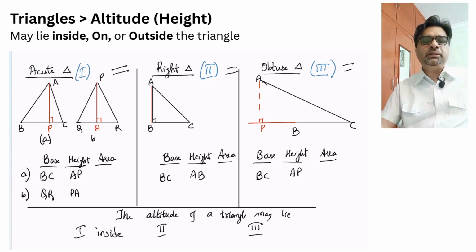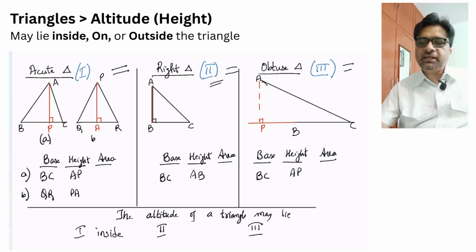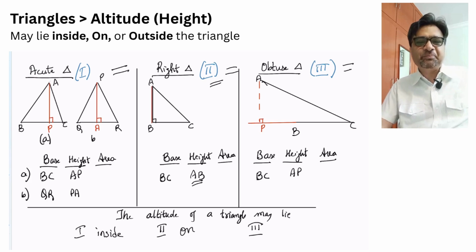However, when the triangle is a right triangle, as we have in case 2 here, you would see that AB is the height as well as the side, which means the height in this case is the side, or the side of the triangle is the height or the perpendicular as well. So in this case, the perpendicular, which is the altitude or the height of the triangle, lies on the triangle. Well, prepositions in maths. So we talked about inside first and then on. Inside the triangle, on the triangle.